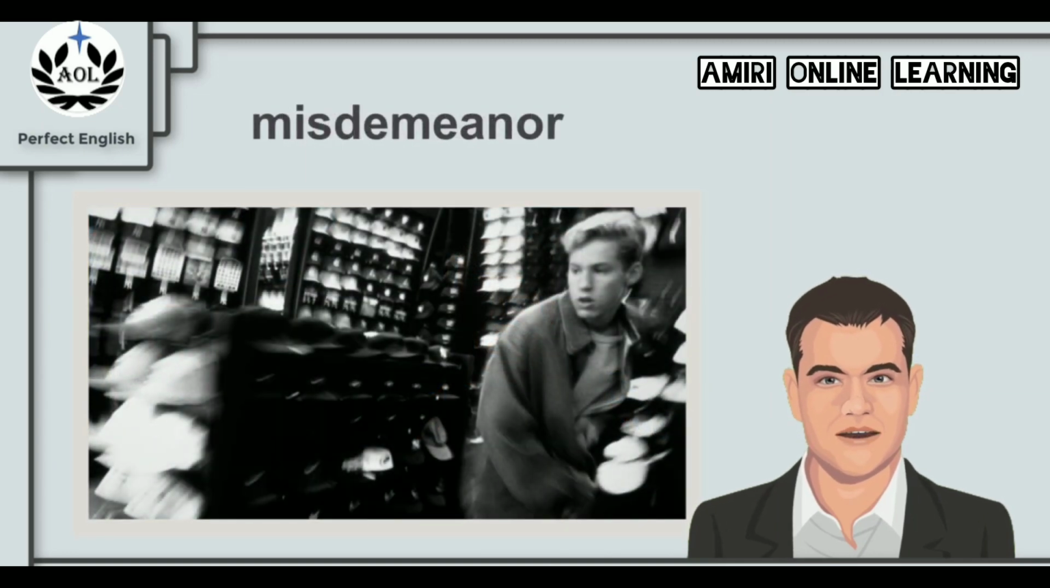Now, if you look at this picture, you can see that something is wrong. Although the picture is not that clear, you can see that this boy in the picture is not doing something right. Maybe he is shoplifting. We can say that. But what if he is shoplifting? Can we call this a crime, a major crime? Maybe not. Maybe we can call it a misdemeanor. But what does misdemeanor mean?